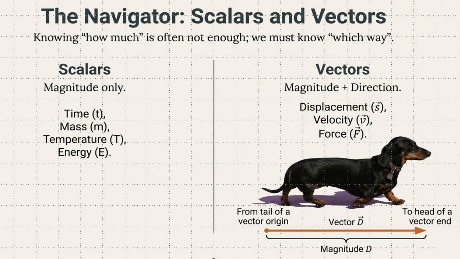For instance, if you think about a dog moving forward, the vector shows the direction from its tail to its head along with how far it has moved, combining both size and direction into one measurement.